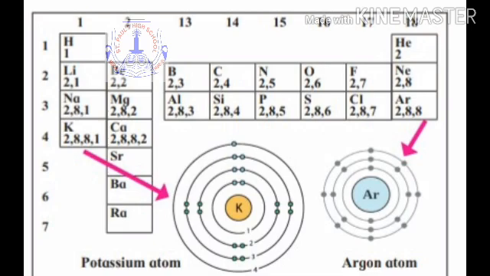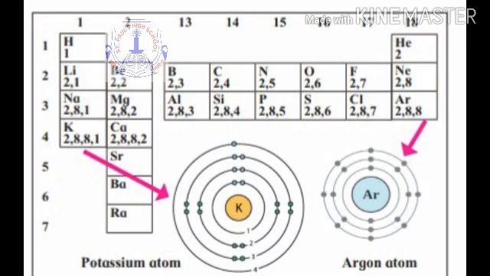Now, where we find similarity: see in a group. For example, the first group, which is called the group of alkali metals, you find hydrogen, lithium, sodium, potassium, rubidium and so on. Many other elements are below it. Let us see a few examples. Hydrogen, the atomic number is 1, so the configuration is only 1. Only one electron in the first and last orbit. Lithium, atomic number 3, has configuration 2,1: 2 in the first orbit, 1 in the second, last orbit. Sodium, atomic number 11, has configuration 2,8,1. Potassium, atomic number 19, has configuration 2,8,8,1.